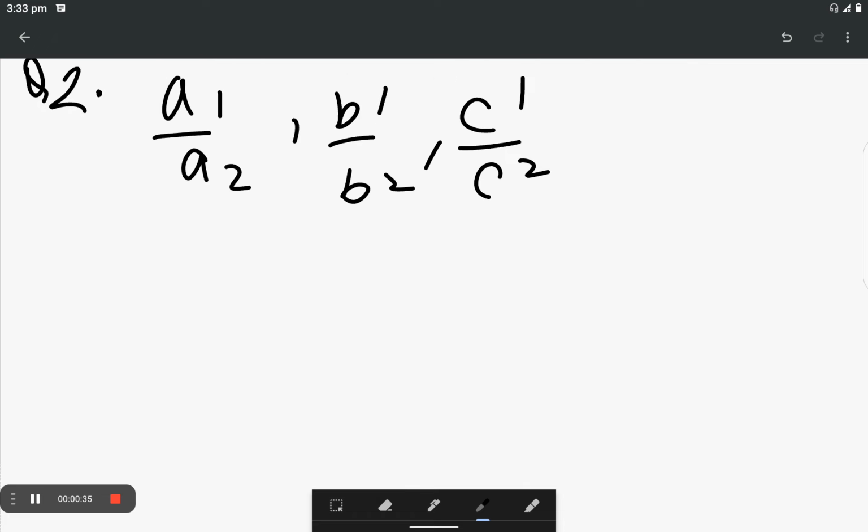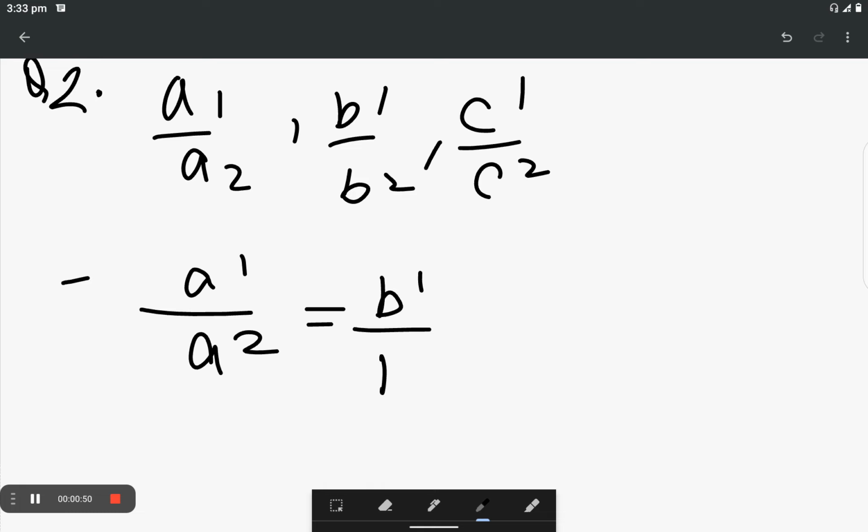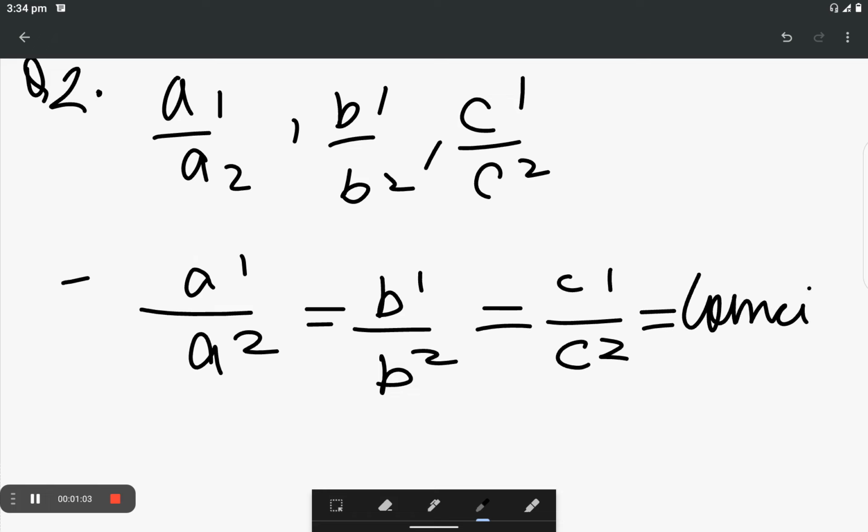First of all, if you don't know, for any pair of linear equations, when A1 upon A2 equals B1 upon B2 equals C1 upon C2, this situation means that the lines are coincident. Correct?